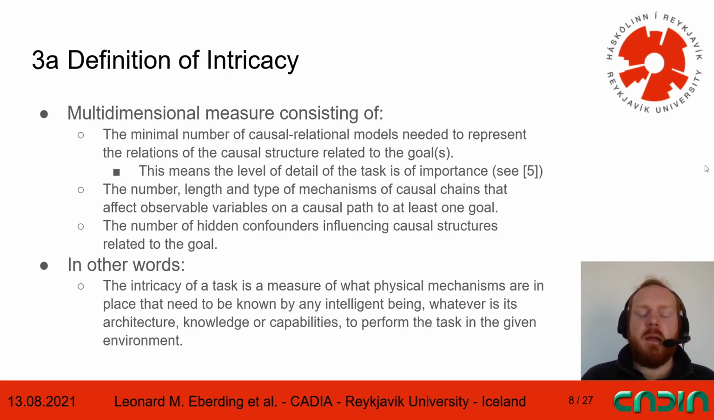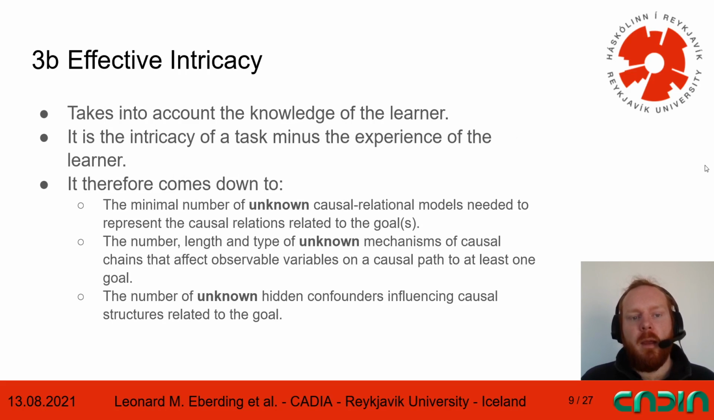In other words, the intricacy of a task is a measure of physical mechanisms. So it is independent of the architecture, the knowledge, or the capabilities of the agent which performs the task, but rather only describes the task in its environment. The effective intricacy now takes into account the knowledge of the learner. So especially when we're talking about AGI systems, about cumulative learners, which gather knowledge over the lifetime, we have to think about how can we describe the task's complicatedness in relation to what the agent already knows. So this is what we use effective intricacy for.